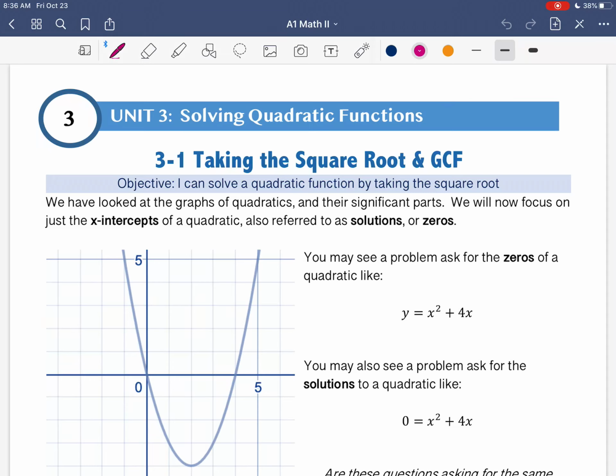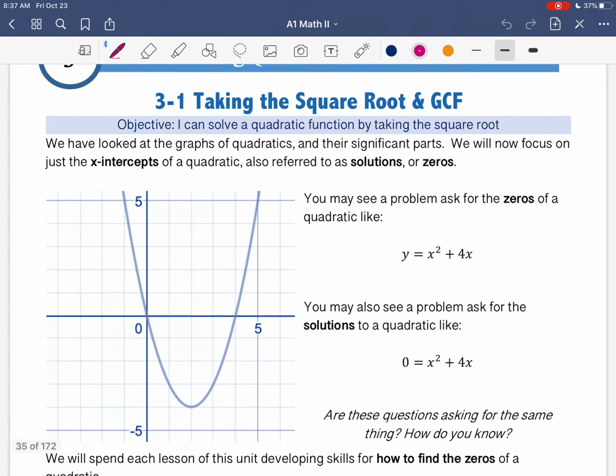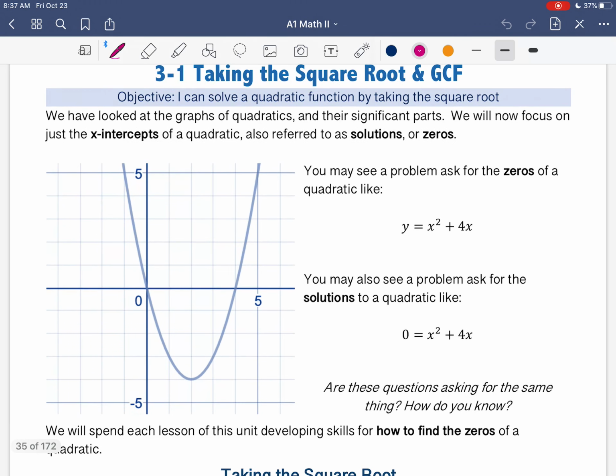Alright, we are on the first lesson of Unit 3. Unit 3 is going to be all about solving quadratic functions. So we're going to leave behind the graphs of quadratic functions, and we're going to be looking at mostly equations. And what we're going to do is focus on the x-intercepts of a quadratic.